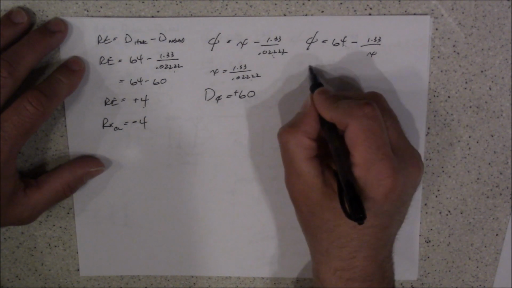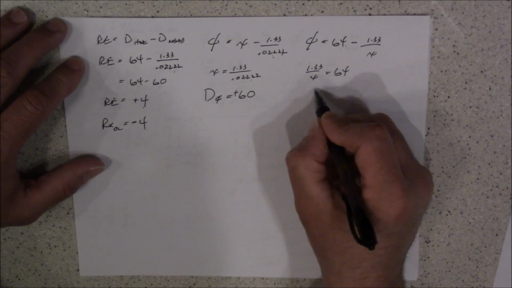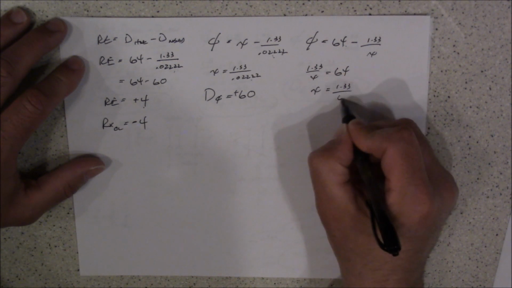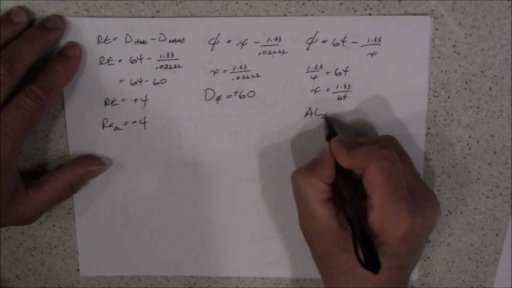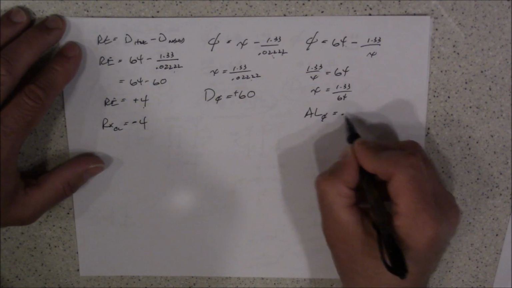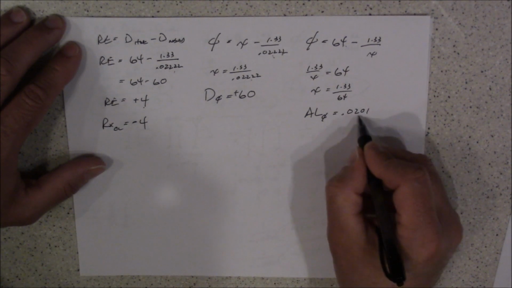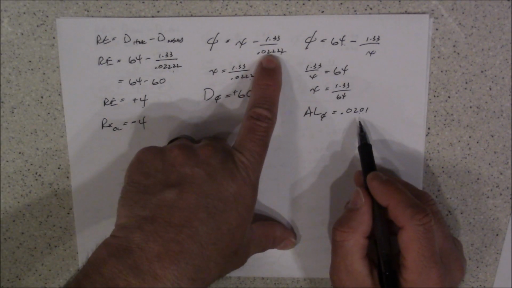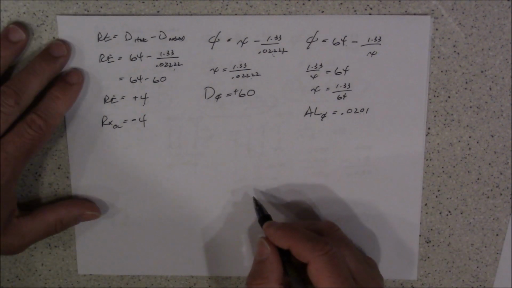All right, so I'm going to have my 1.33 divided by the x is equal to 64, and the x is going to be the 1.33 divided by the 64. When I do the math for that, the axial length that's going to give me emmetropia works out to be 0.0201, so 20.1 millimeters, and 20 millimeters is definitely less than 22 millimeters. All right, so the answer makes sense.